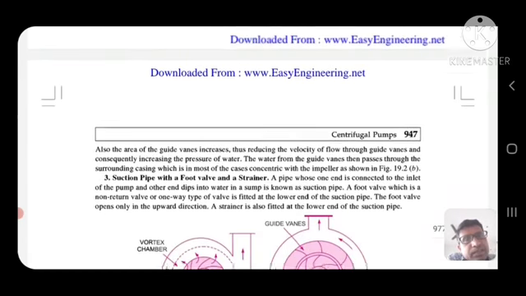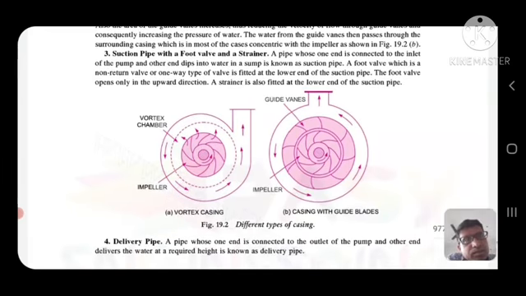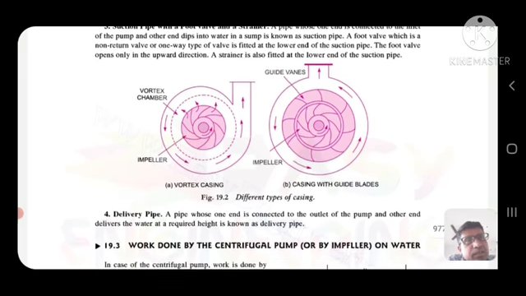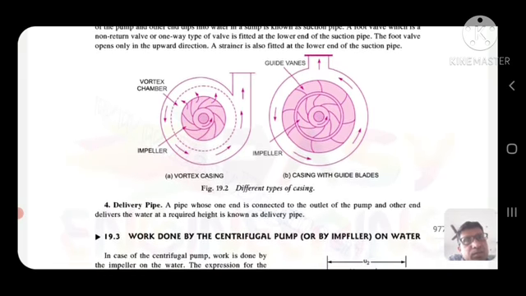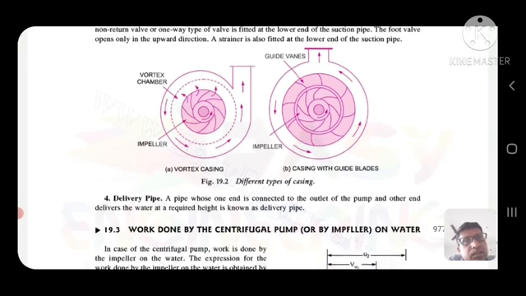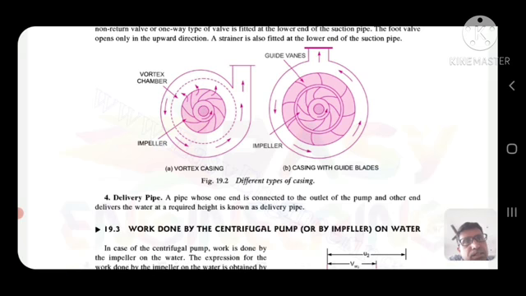Suction pipe with a foot valve and strainer: a pipe whose one end is connected to the inlet of the pump and the other end dips into the water in a sump is known as suction pipe. A foot valve, which is a non-return valve or one-way type of valve, is fitted at the lower end of the suction pipe. The foot valve opens only in an upward direction. A strainer is also fitted at the lower end of the suction pipe.